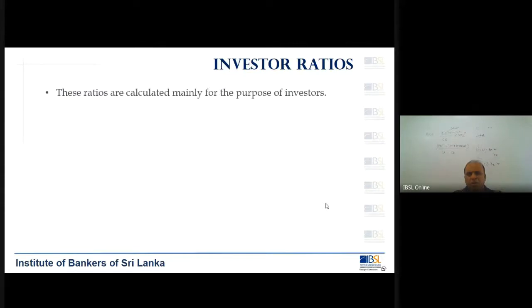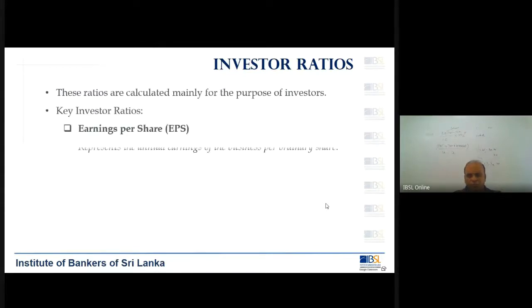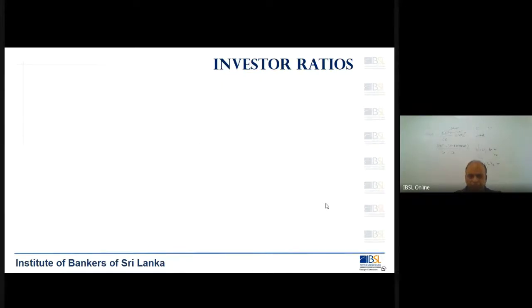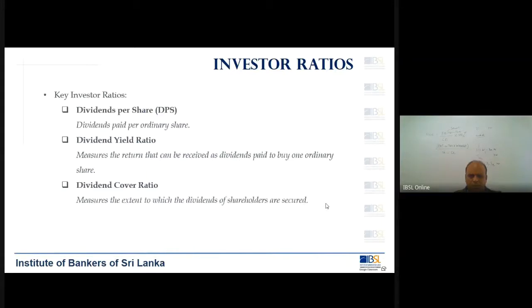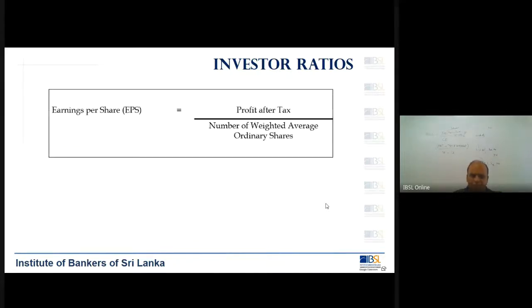So we have also got some investor ratios. What you see here are the definitions. You need to be able to write these in terms of short notes if you are required to in the exam. But let's look at the formula per se.